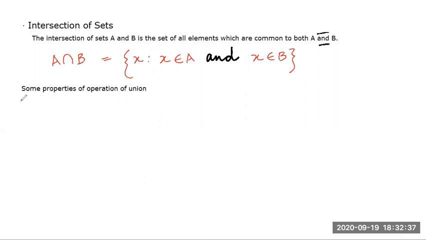So guys, first one. Does it follow commutative law? Yes, it follows commutative law. All right. Oh, I'm sorry. I've written union here. Some properties of the operation, not of union. Sorry, students, but of intersection.